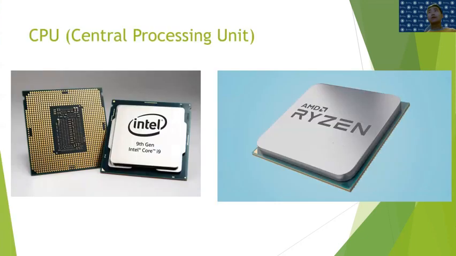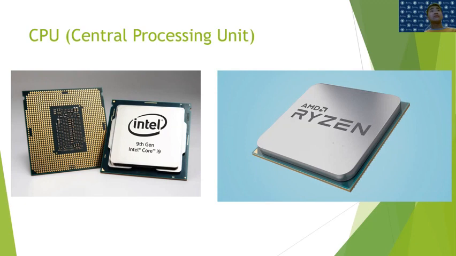So let's first talk about the CPU, which is abbreviated from Central Processing Unit. The CPU's main job for the computer is to execute instructions provided by the computer. An example of an instruction that the CPU will deal with is calculations, like math problems.